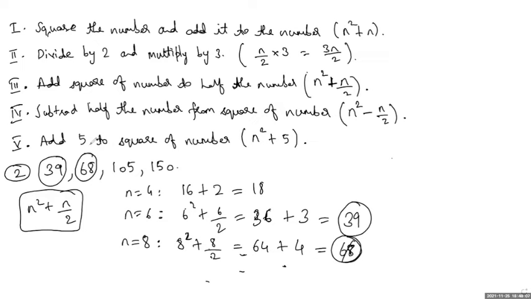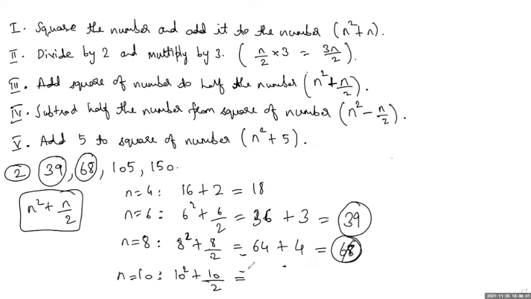Yes, correct. So in the same way you should now check for n is equal to 10. Last one, let's check. So why n is equal to 10? Because after 8, which is the next even number? 10. So that's why n is equal to 10.